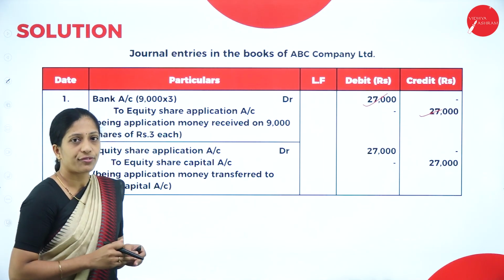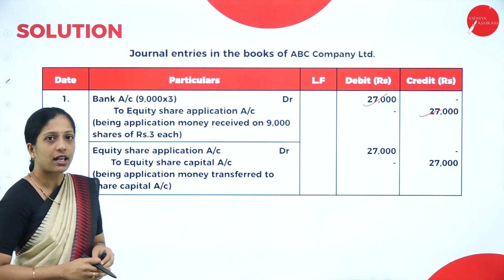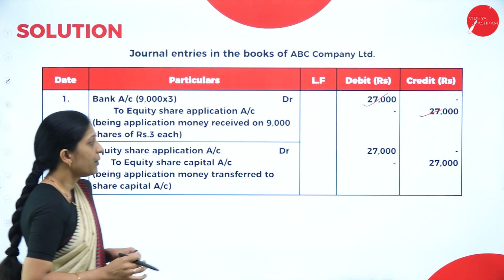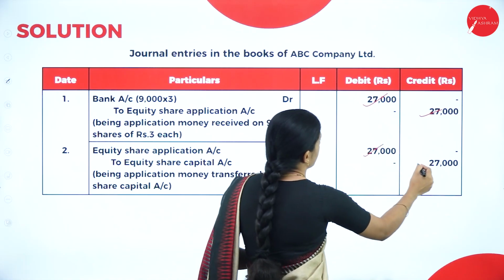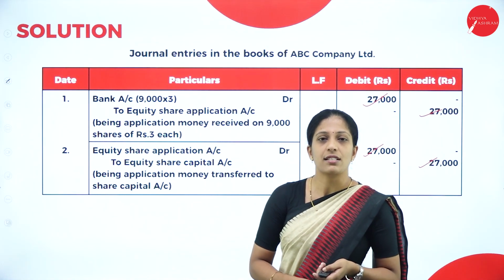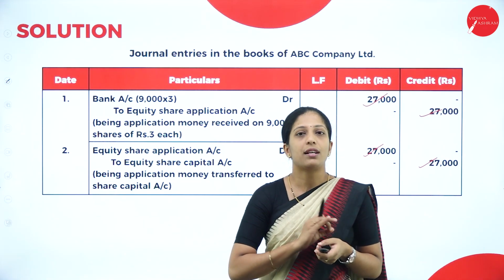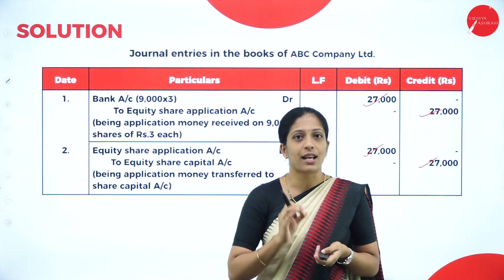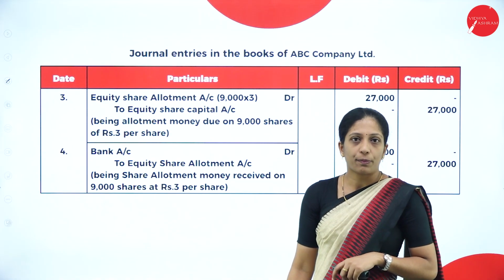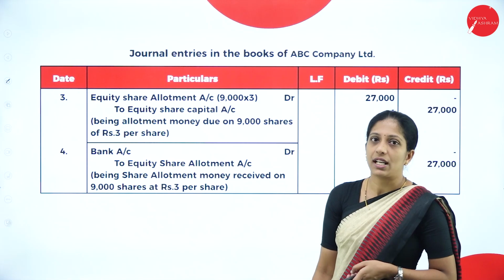Now, next is the transfer entry. Equity share application account debit to equity share capital account, being application money transferred, with the same amount, that is 27,000. Now, coming to the next entry, allotment money due. Since here the allotment is not done on premium, you are going to take the par entry only. So what is the entry? Equity share allotment account debit to equity share capital account.